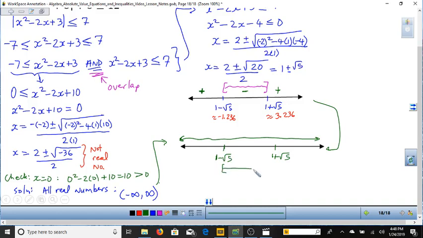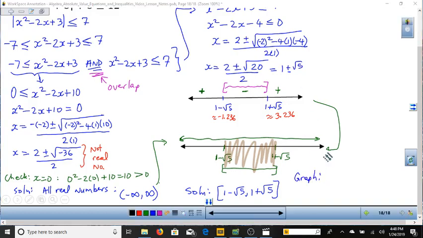So where do they start overlapping? They start overlapping at 1 minus square root 5 and they stop overlapping at 1 plus square root 5. So my overall solution then is bracket 1 minus square root 5, comma 1 plus square root 5. And the graph of the overall solution will just be the graph of where they overlap, which is the graph we already saw up top. Graph of 1 minus square root 5 to 1 plus square root 5.